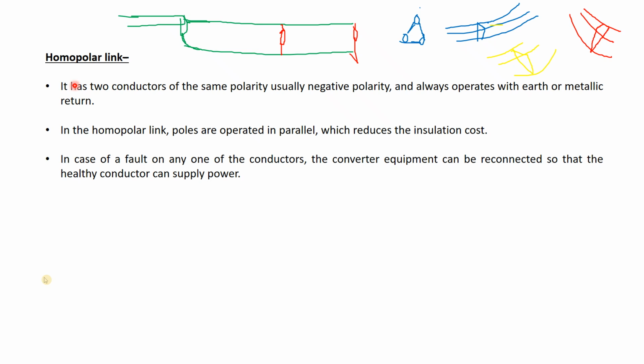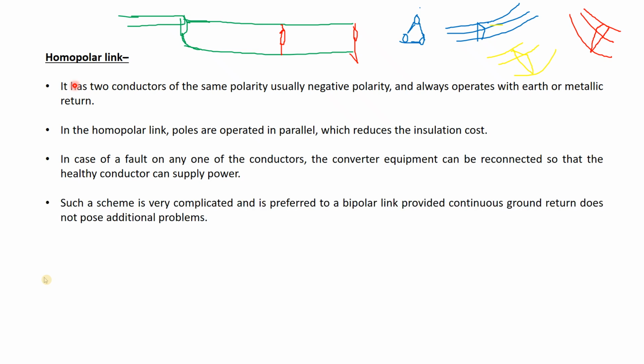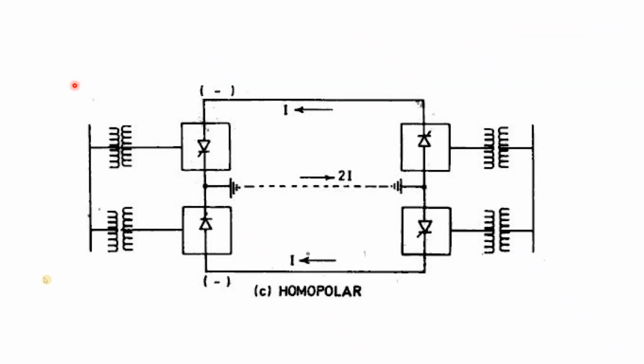So if any one of the conductors has a fault, the converter equipment can be reconnected in the form of monopolar. Here also the monopolar can be operated. Such a scheme is very complicated, as bipolar is preferred, provided continuous ground return does not pose additional problems. So it is quite complicated, and generally bipolars are used with additional ground support.